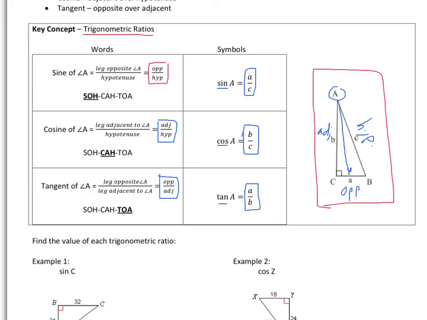Now, with that said, if I changed my perspective and said that I'm going to look from angle B, remember we don't look from angle C, now the side opposite has changed. Now it's side B. The nice thing is the hypotenuse always is the same, and adjacent now is A. So if I'm looking from B, my ratios would change. And this ends Lesson 10.7, Video 2.